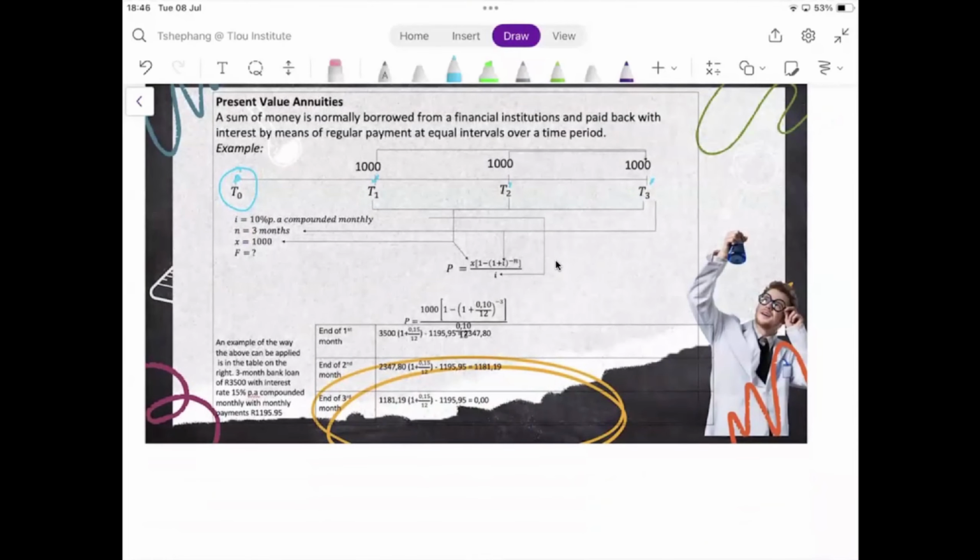Now, let's then apply this. The formula P is equal to X into 1 minus 1 plus I to the power of negative N. Be very careful there. Please do not try to memorize these formulas. Just take it from the formula sheet as it is.